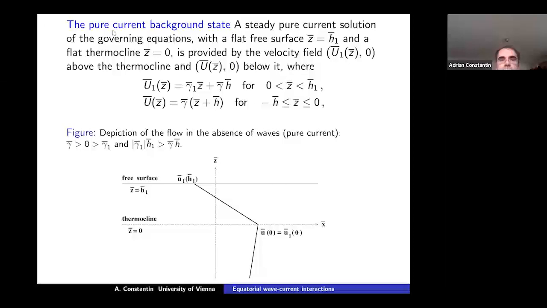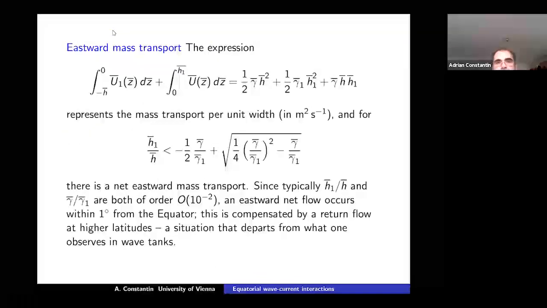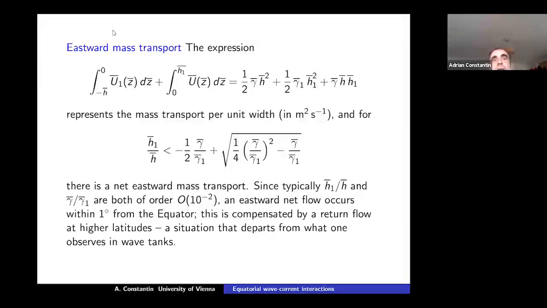So gamma is the one below, it's positive, gamma 1 is negative, the one on top. The fact that it's westwards at the surface and eastward at the thermocline translates into these inequalities for the two values of the constant vorticity and the heights of the two layers. And one thing that is interesting here shows you that this is quite different than the case of gravity waves.